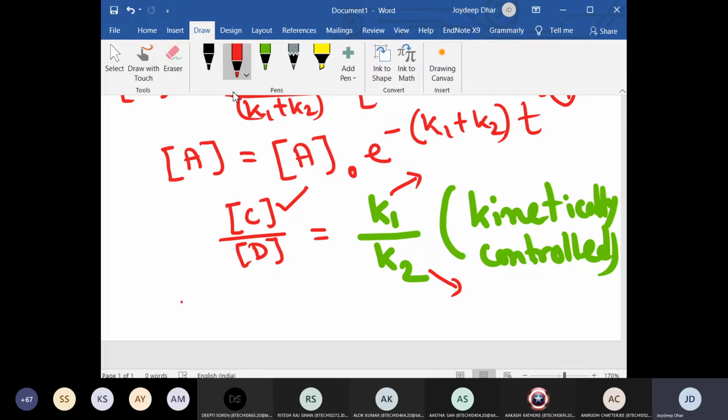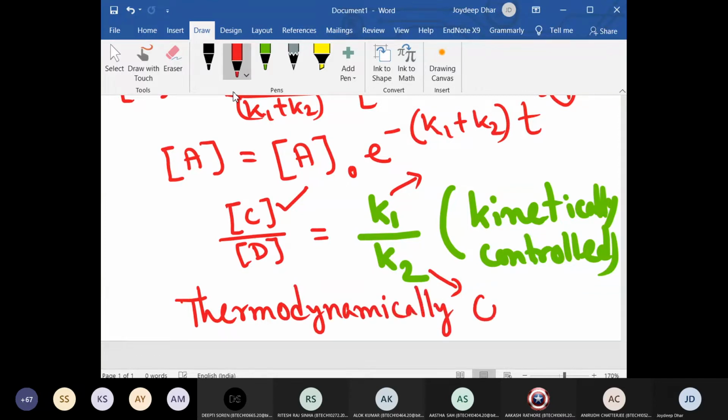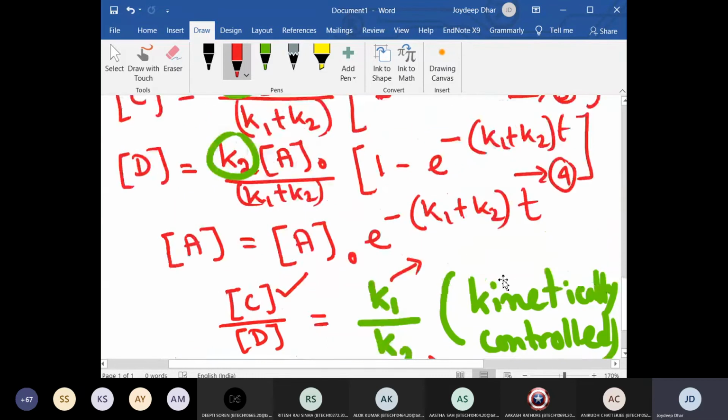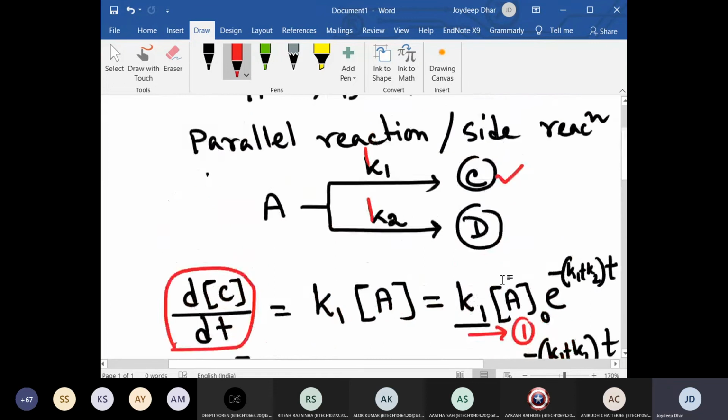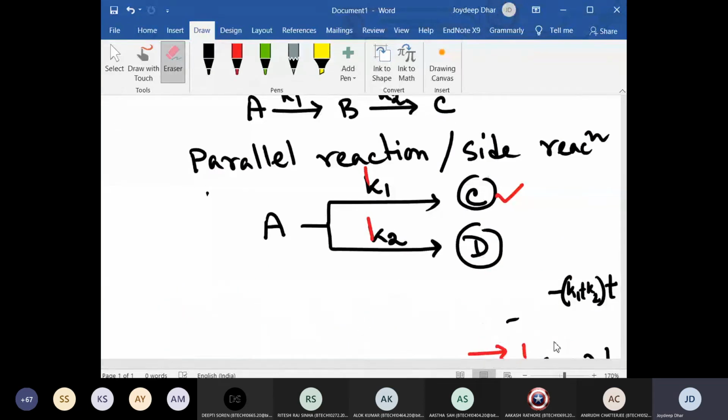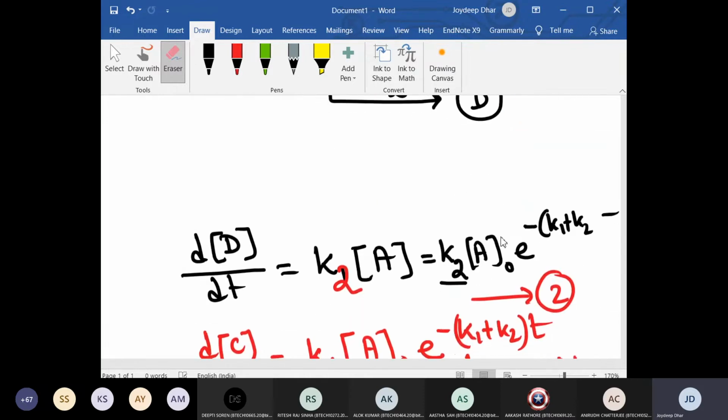Another concept is thermodynamically controlled. So kinetically controlled, that is controlled by rate equation. Thermodynamically controlled when there is a reversibility. So a reaction, I will erase this equation. Okay. So this solution I will erase now. Thermodynamical, that rate equation I will not derive because it will be a little bit complex, but you should know the concept.